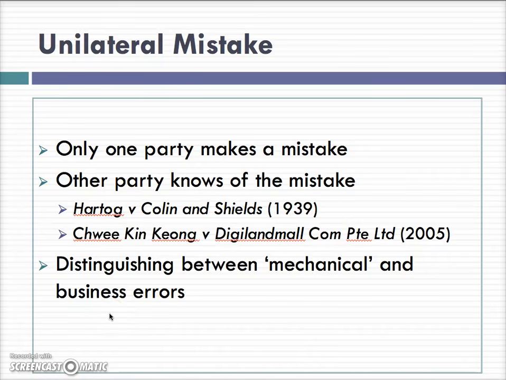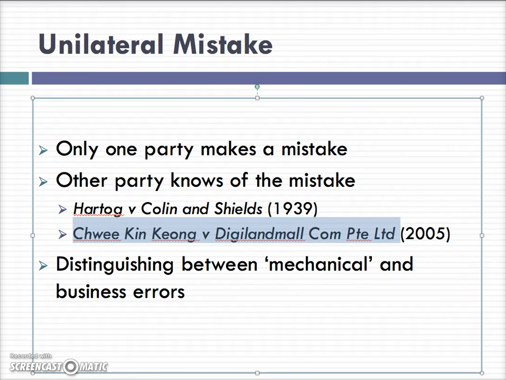Another, more modern example of a mechanical unilateral mistake can be found in Chu King Kong and Digiland Mall. In this case, Mr. Chu found that Digiland Mall were selling printers online for far less than the usual price. The usual price of these printers was around $4,000. However, they were being sold on Digiland Mall's website for $66. Chu then ordered a large number of these printers.